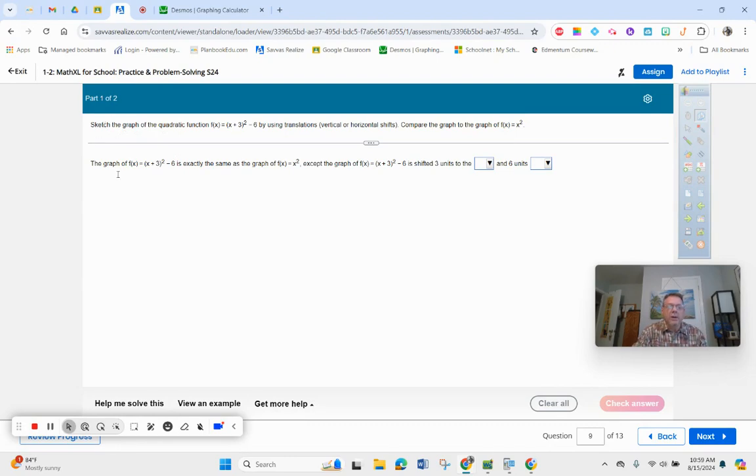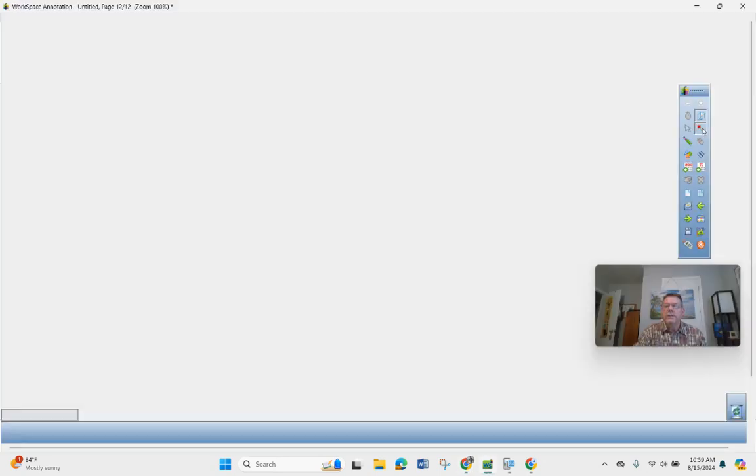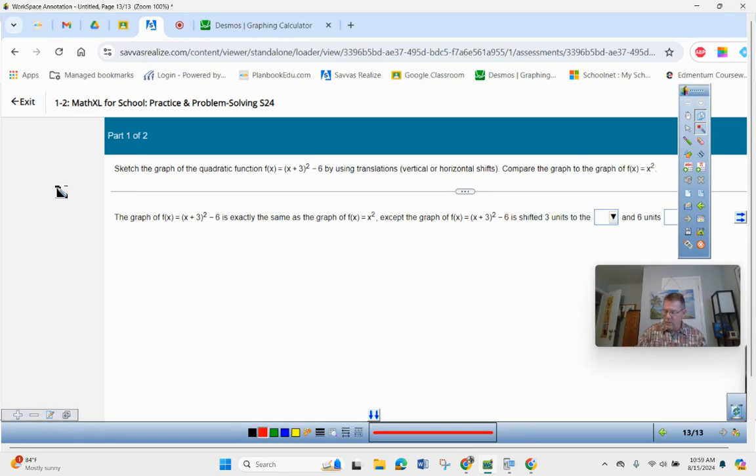So here we go, this is number 9. Let's write 9 up here, so when people are scanning, it's easy to find. Let's put it over here: 9. Sketch the graph of the quadratic function. This one, I'm going to go left 3 and down 6 using the translations, comparing it to the parent function of x squared. Graph that exactly the same.